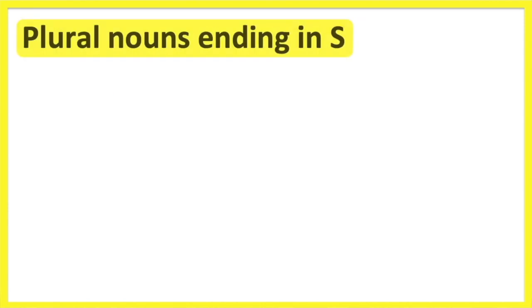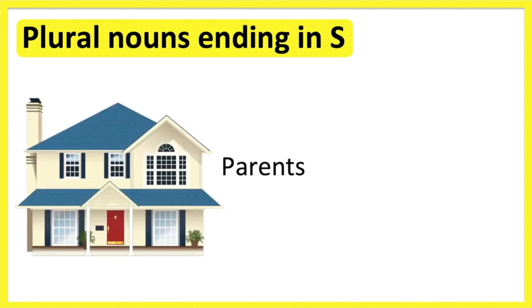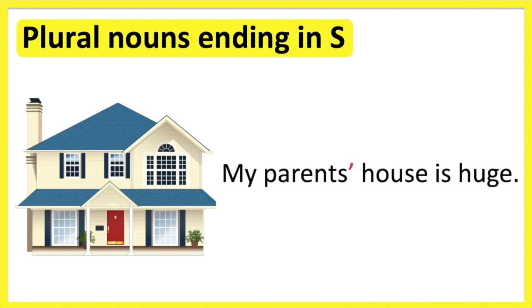Plural nouns ending in S. The rule for plural nouns ending in S is to just add an apostrophe. For example, parents is a plural noun ending in S. When talking about something that belongs to the parents, we must add just an apostrophe. For example, my parents' house is huge.